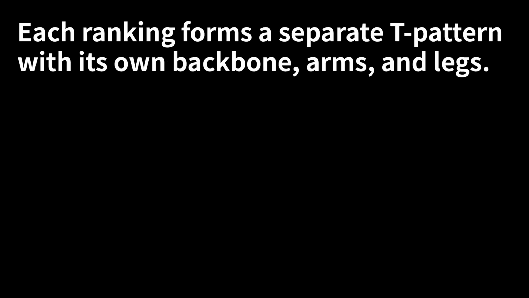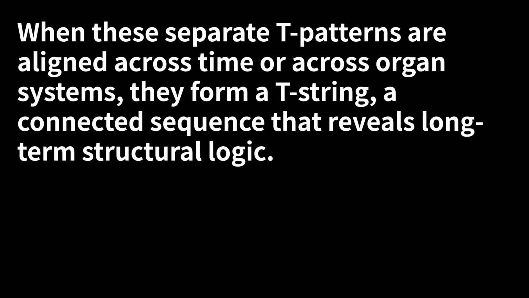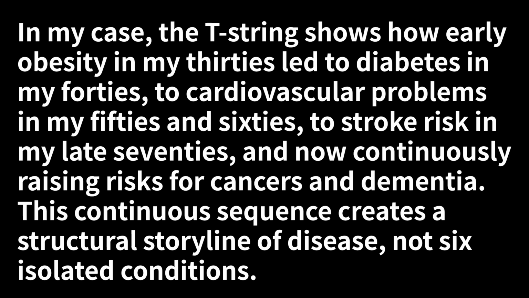Each ranking forms a separate T pattern with its own backbone, arms, and legs. When these separate T patterns are aligned across time or across organ systems, they form a T-string, a connected sequence that reveals long-term structural logic. In my case, the T-string shows how early obesity in my 30s led to diabetes in my 40s, to cardiovascular problems in my 50s and 60s, to stroke risk in my late 70s, and now continuously raising risks for cancers and dementia. This continuous sequence creates a structural storyline of disease, not 6 isolated conditions.